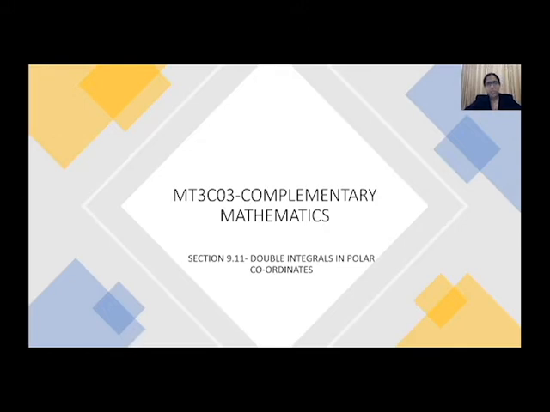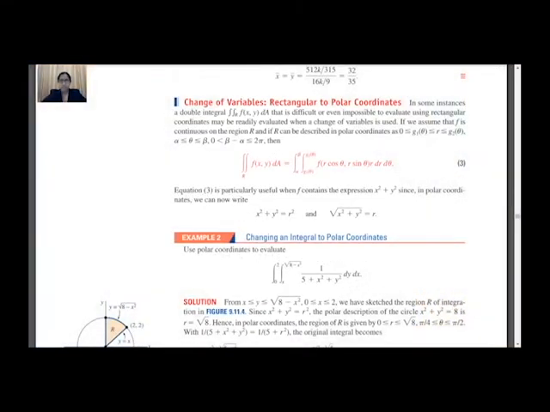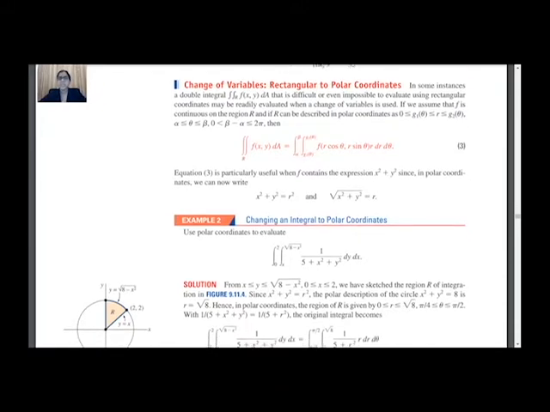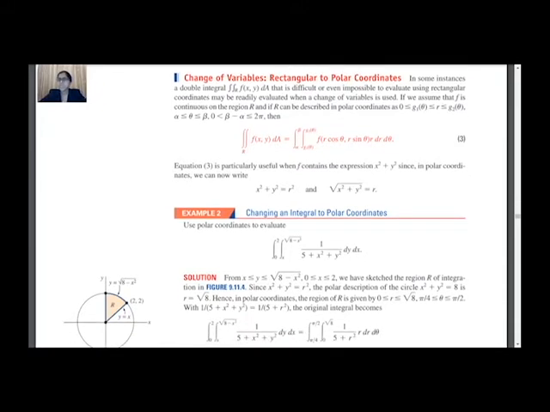Now in this video, I'm just going to do a simple example which is given in your textbooks. So let us go to the textbook and discuss the example given in it. Here we are going to deal with the concept of change of variables, that is, rectangular to polar coordinates. The equation given, equation number 3, is the same as what we had discussed in the previous lectures.